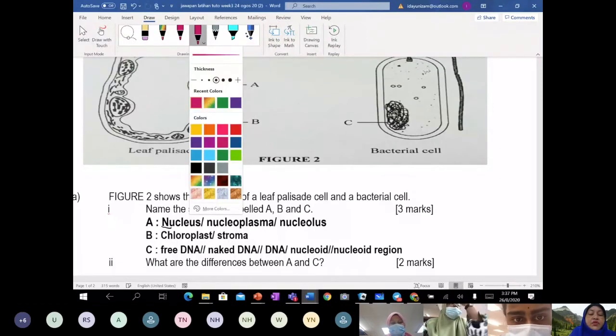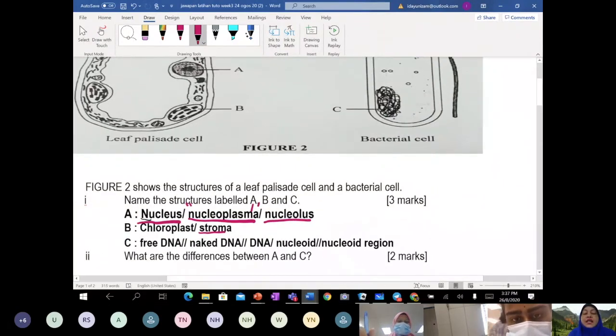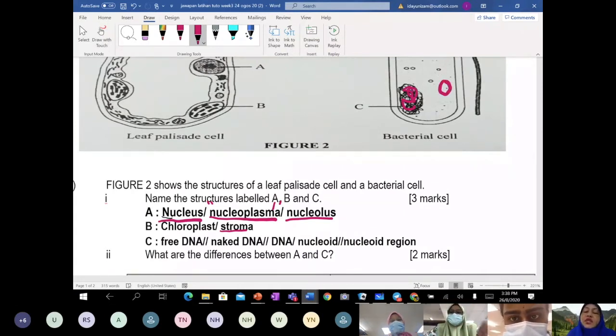So A is a nucleus, or can also be written as nucleoplasm, or nucleolus. B is chloroplast. B is an organelle. Sometimes when we learn about organelle chloroplast, B can also be considered as stroma, the other way. So like just now, Togesh, be careful. What shows in the diagram is the free DNA, not the plasmid. The plasmid always comes in circular structure.